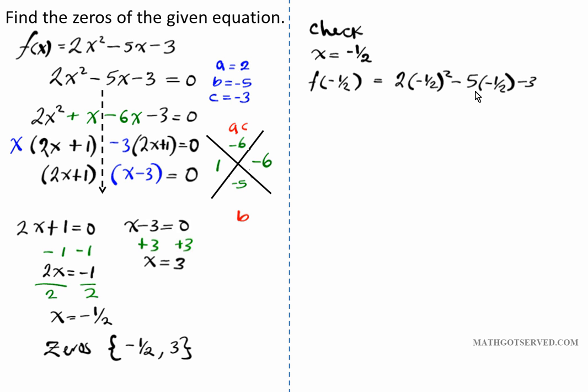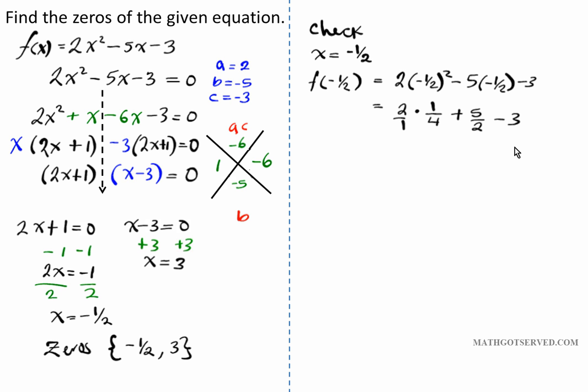All right, so what is negative 1/2 squared? You have to be careful with that. Remember, when you're squaring, you square both the numerator and the denominator, okay? So we're going to have 2 over 1 times negative 1 squared, which is positive 1. And then when you square 2, you get 4. And then in this case right here, minus times minus is a plus. And then 5 times 1 is 5. And then you have the 2 at the bottom, okay? And then the minus 3 over there.